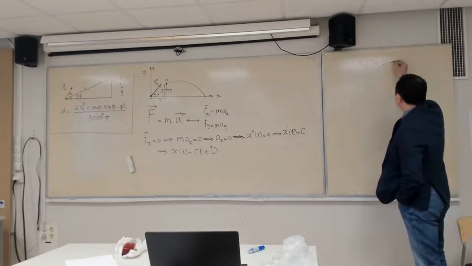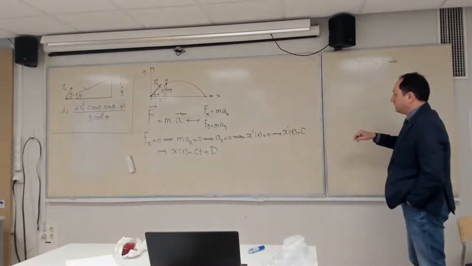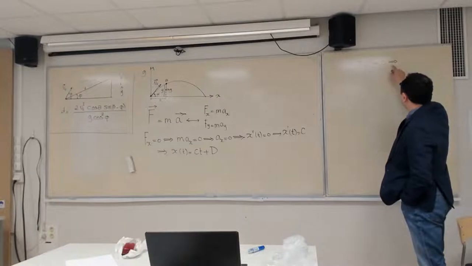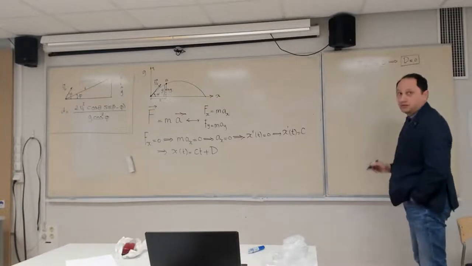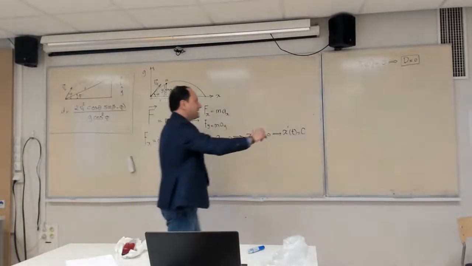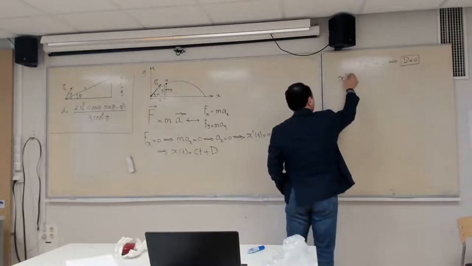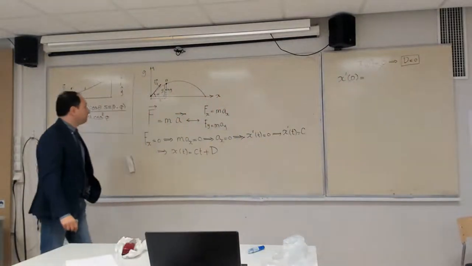So what does this imply? This implies that d is zero. Do you agree? Yes? So d is zero. But now, can you tell me what is x prime of zero? This I want to ask you. What is x prime of zero?